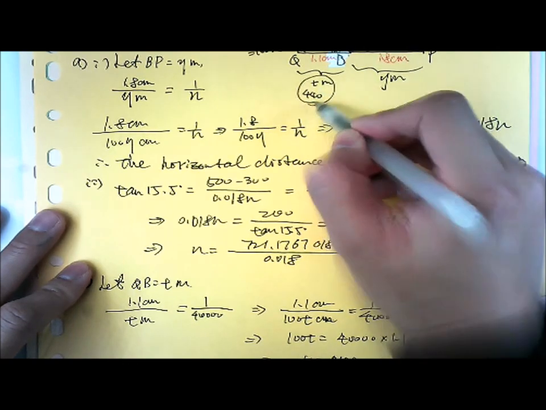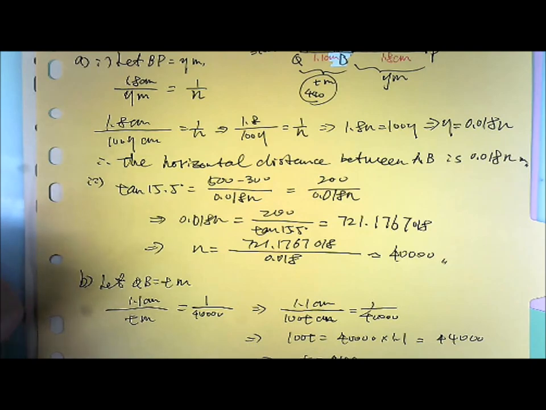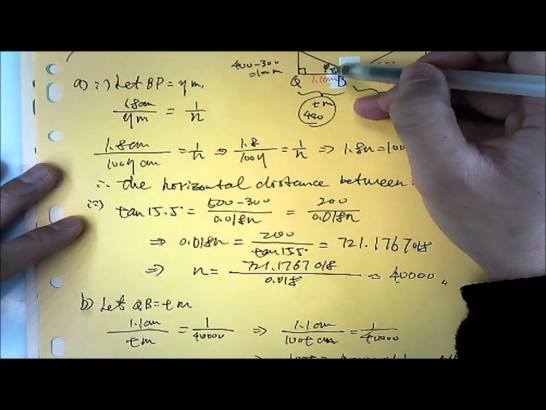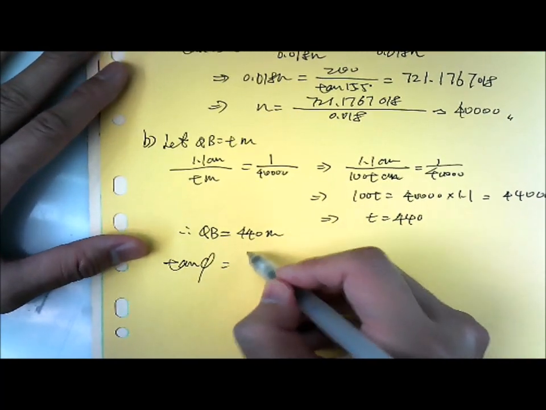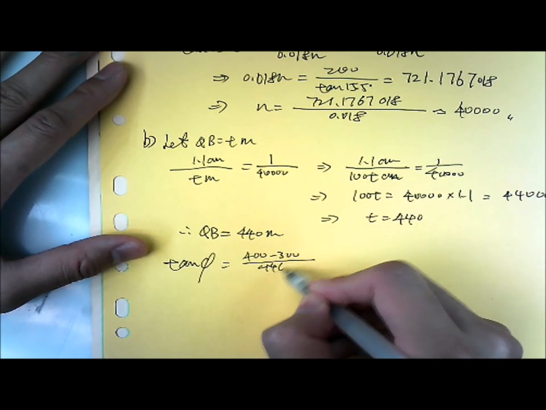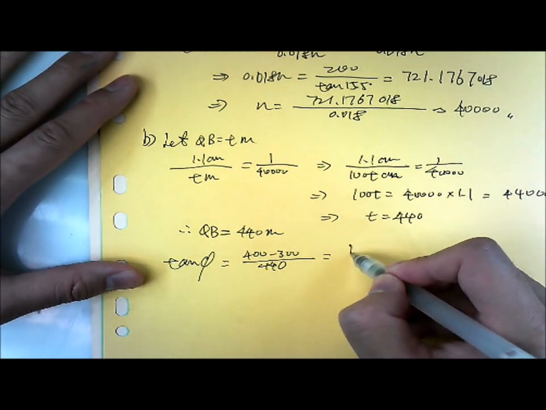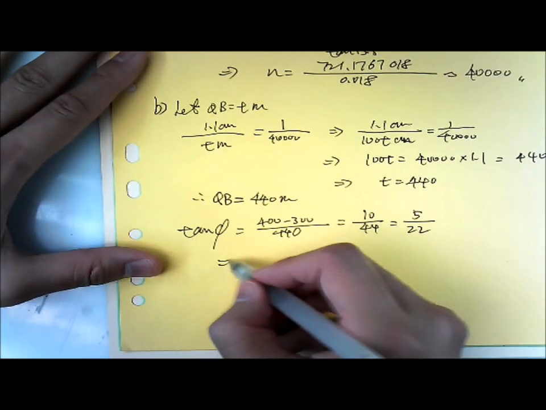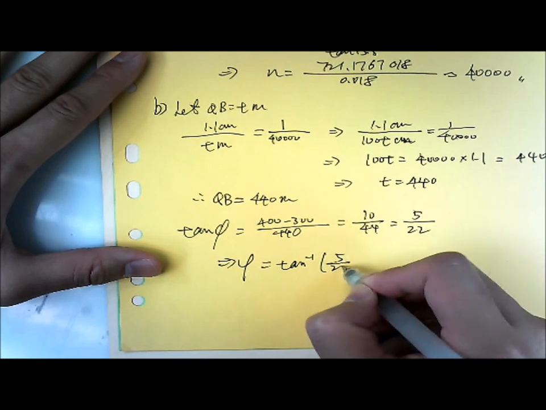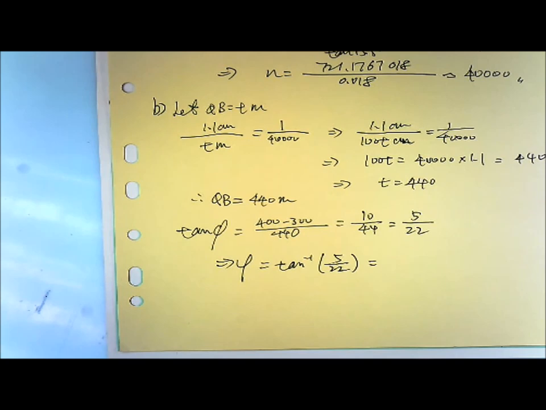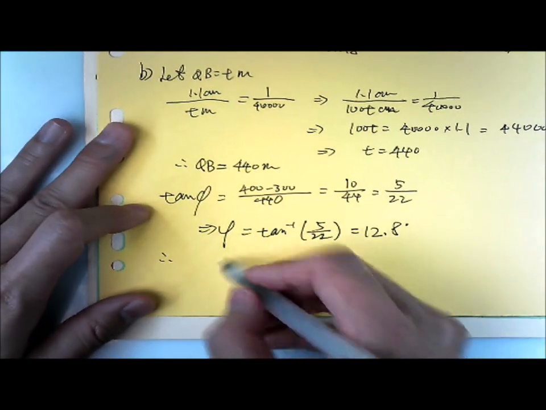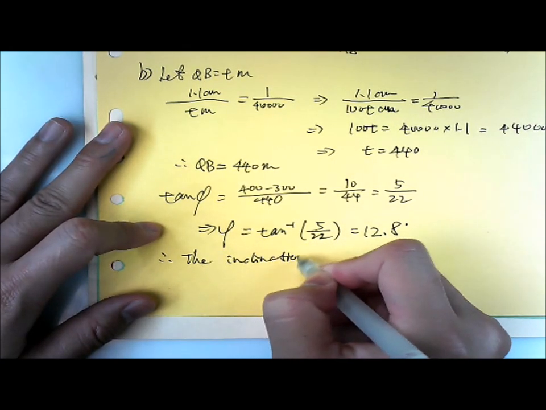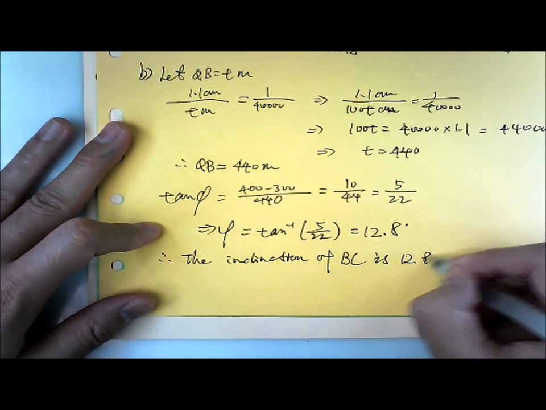You can mark it to the figure. Here you see you have to find out this inclination. You have to do this and this to the tangent. So tangent phi equals 400 minus 300 divided by 440. It is actually equal to 10 divided by 44. I'm doing some simplification, dividing by 2. So phi equals tangent inverse of 5 divided by 22. Go to your calculator. So it's 12.8 degrees. So answer the question: the inclination of BC is 12.8 degrees.